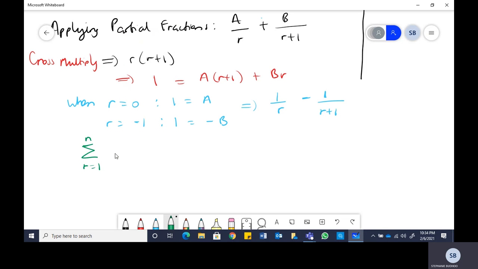All right, so our original question was to find the sum of 1 over r times r plus 1, right? We could have expanded, but we didn't. We chose to split it up into partial fractions so that our question looks like this.